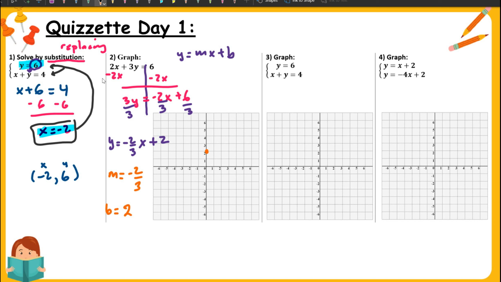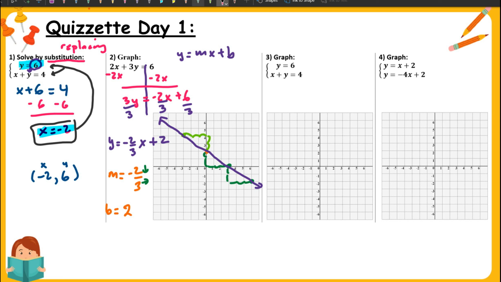negative 2 over 3 means that you go down 2 and run 3. 1, 2, run 1, 2, 3. And you can also do the pattern in the reverse. So you will go up 2. Instead of go to the right, you go to the left 3. You do the reverse. So that will help to guide your line more straight, because you know what point is supposed to go through. Alright, that's it for number 2.